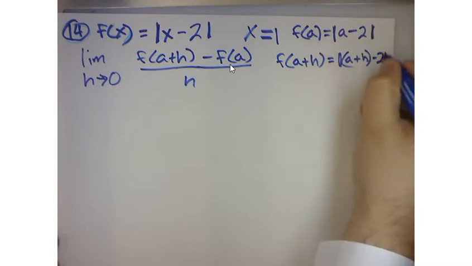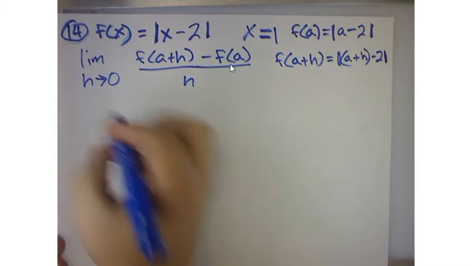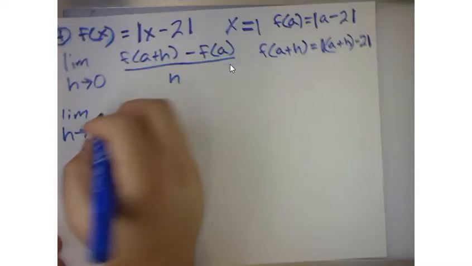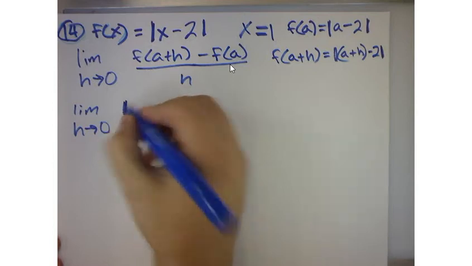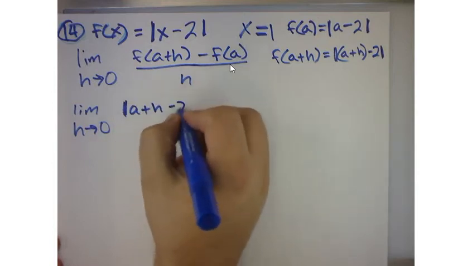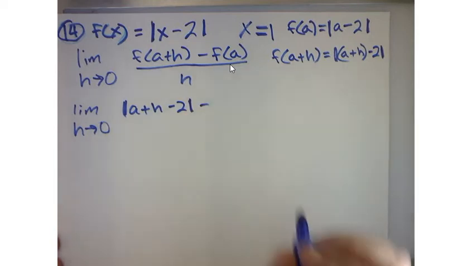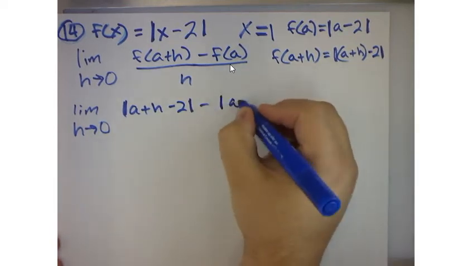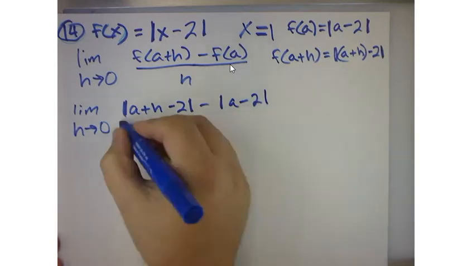Okay? So now when I take the limit of all this stuff as h approaches 0, what I'm really taking the limit of is the absolute value of a plus h minus 2, minus the absolute value of a minus 2, all over h.